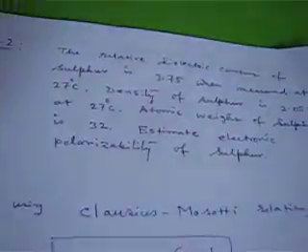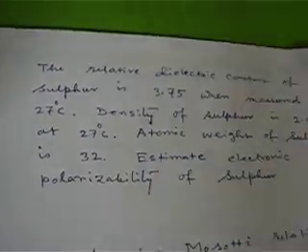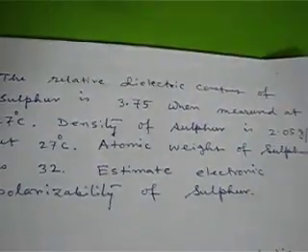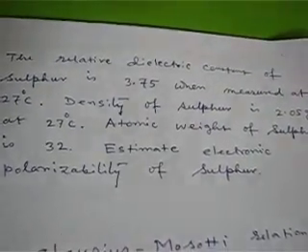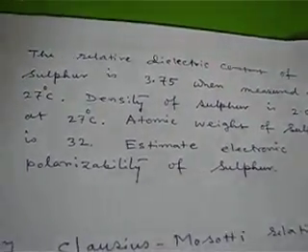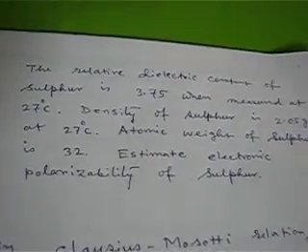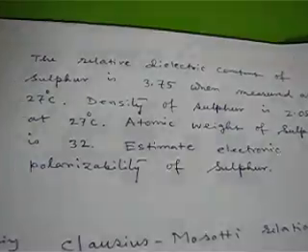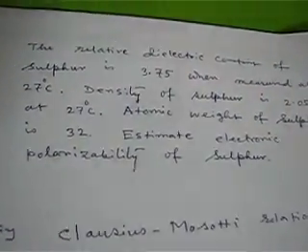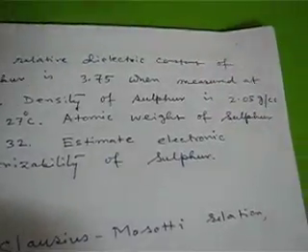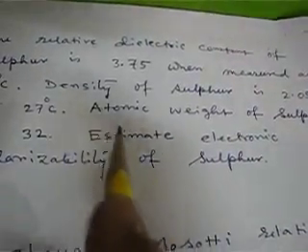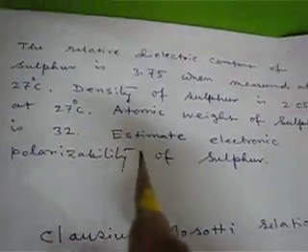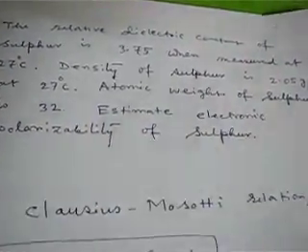Now we consider the second problem. In the second problem, the relative dielectric constant of the material sulfur is given as 3.75 at 27 degrees centigrade. Since the dielectric constant is temperature dependent, the temperature should be mentioned. The density of sulfur is given as 2.05 gram per cc at 27 degrees centigrade. The atomic weight of sulfur is given. Estimate the electronic polarizability of sulfur.